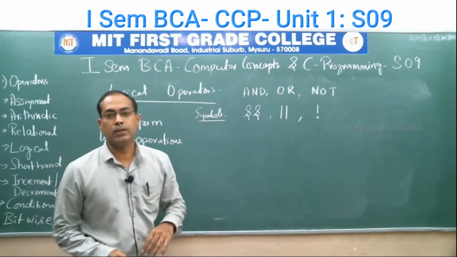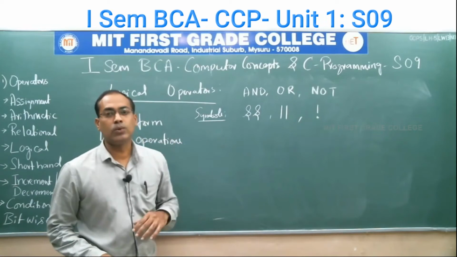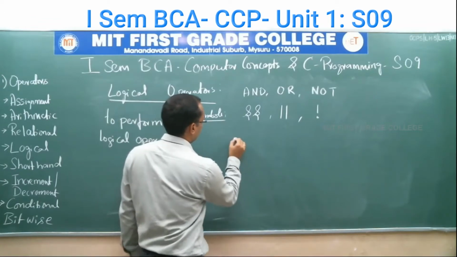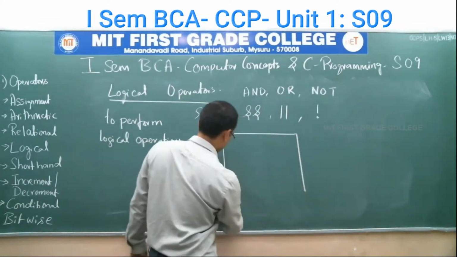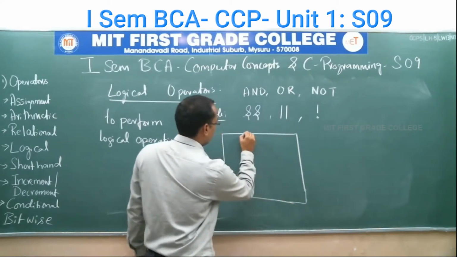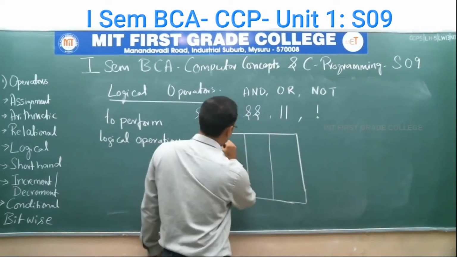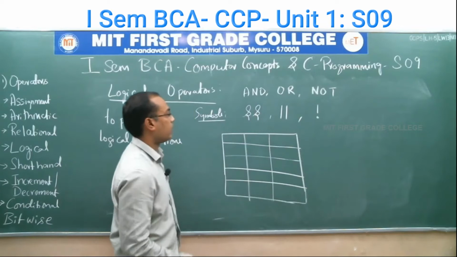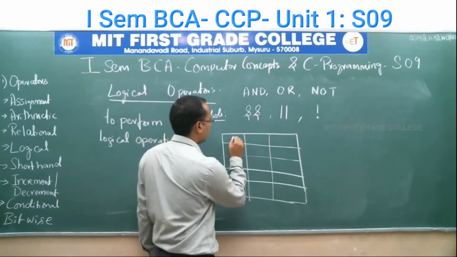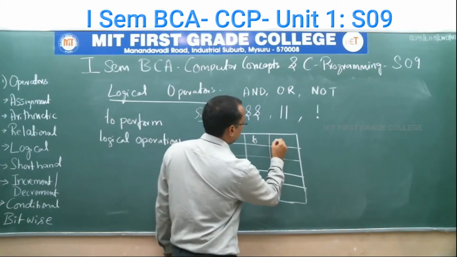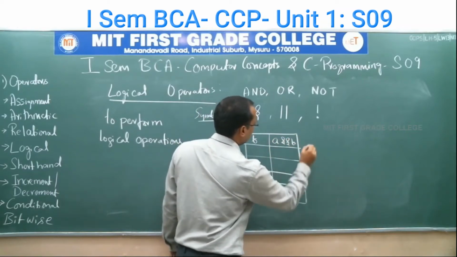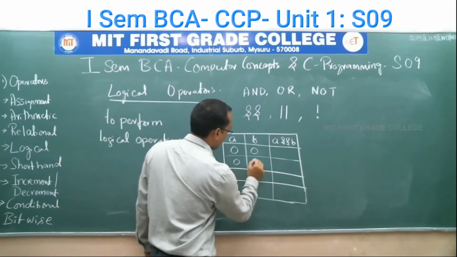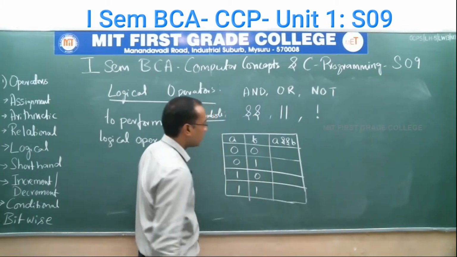Now, to understand the working of logical operators, we need to construct the truth table. Let us begin with the AND truth table. You have already studied in digital electronics class about the truth table for AND, OR and NOT. I'll take values as A, B, A AND B. So I'll take the two inputs: 0 0, 0 1, 1 0, 1 1.